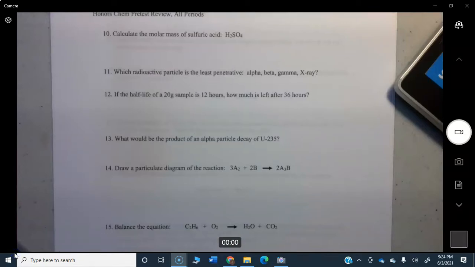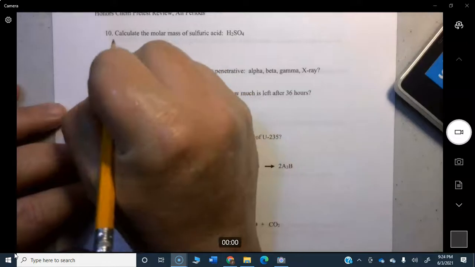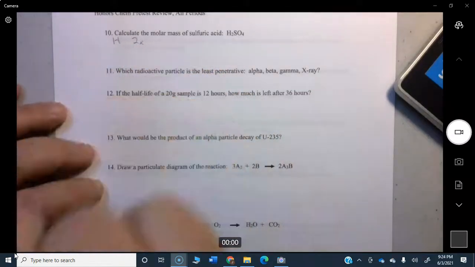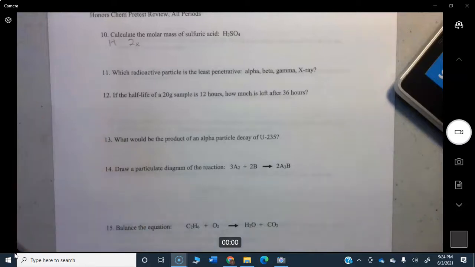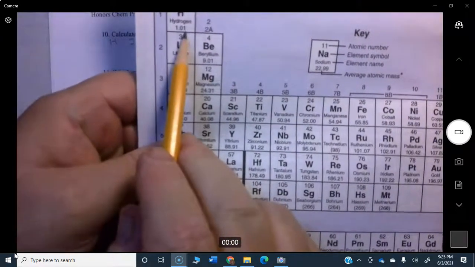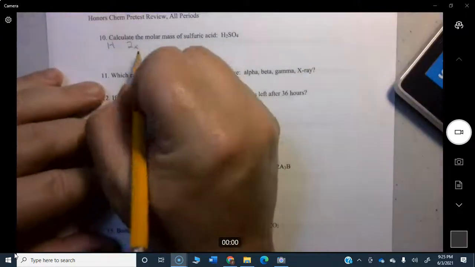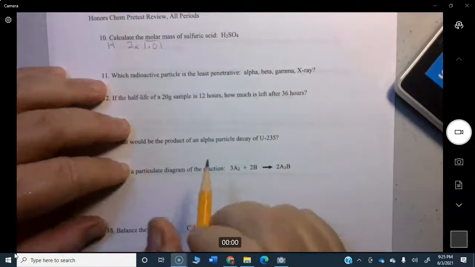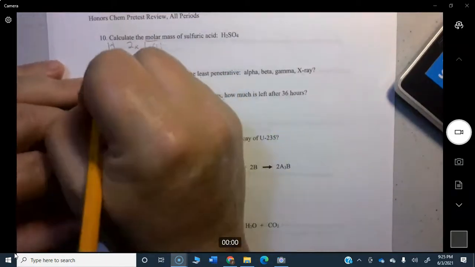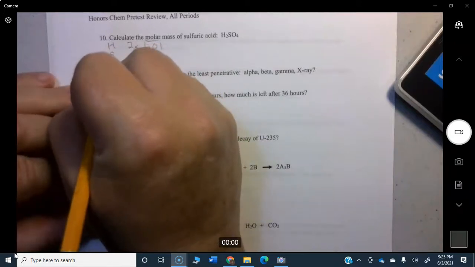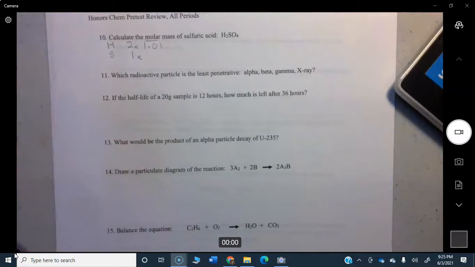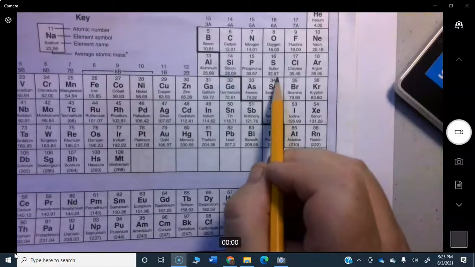Okay, number 10. Calculate the molar mass of H2SO4. That would be sulfuric acid. So you just write H. You have 2 of those, and the atomic mass from the periodic table is 1.01 grams per mole. Since it's molar mass, we're dealing with grams and not atomic mass units. Next is S. You have one of those, and you come over here, and that's going to be 32.07.